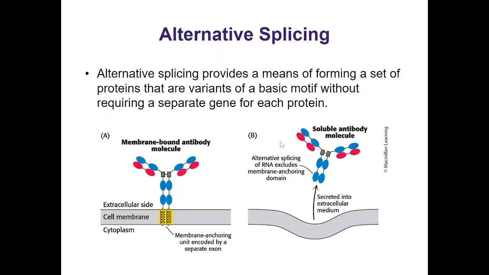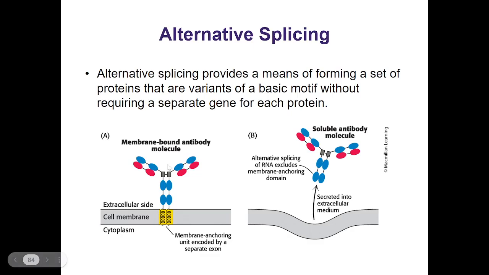Okay, so we also have alternative splicing, of course, which is the other one we had mentioned in that slide previous to the previous one. Alternative splicing is going to provide the means of forming a set of proteins that are variants of a basic motif without requiring a separate gene for each protein, i.e. you have a portion of the gene that codes for that motif, and then you just alternatively splice it into different overall genes. And so right here we have the membrane-bound antibody molecule.